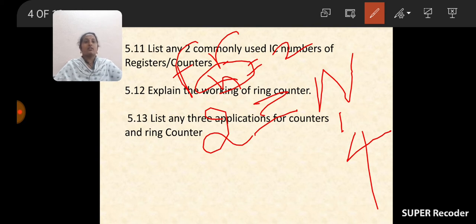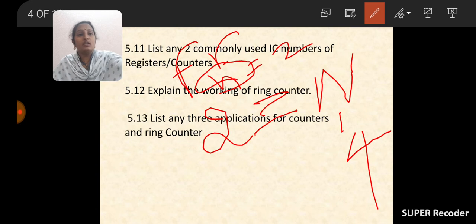So this is about our last class: what is meant by a counter and how many types of counters there are, what is meant by the modulus of a counter, and what is meant by a decade counter, how many states it will count, 10 states. And what is the need of an up-down counter, and why we prefer the up-down synchronous counter compared to the asynchronous counter. So these are the last class topics.